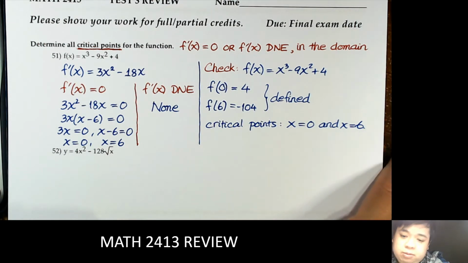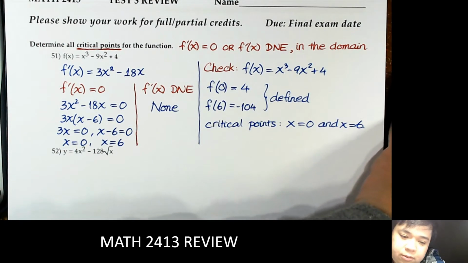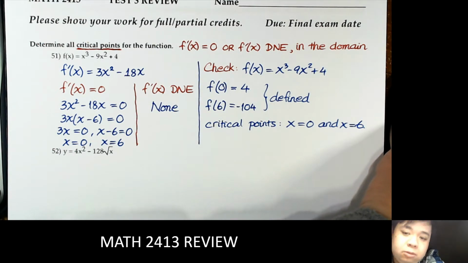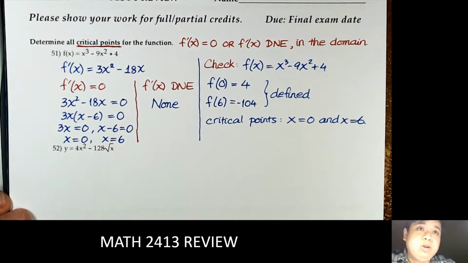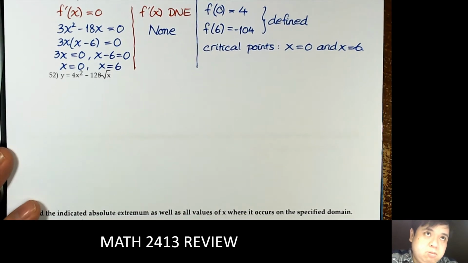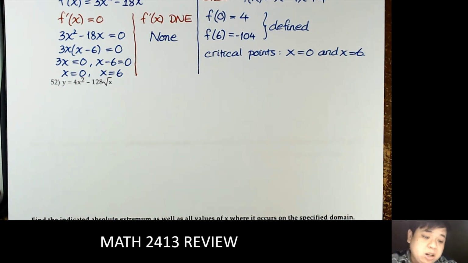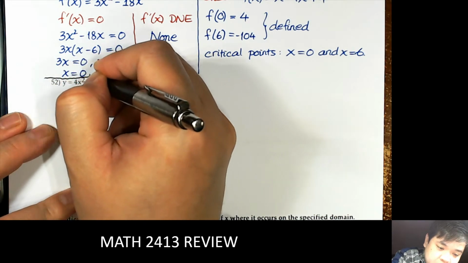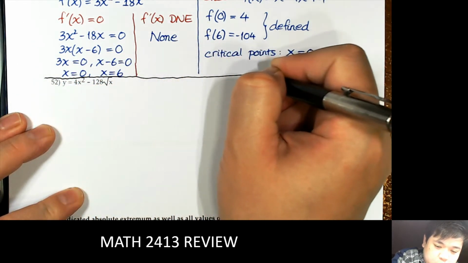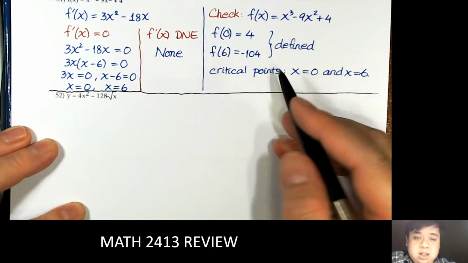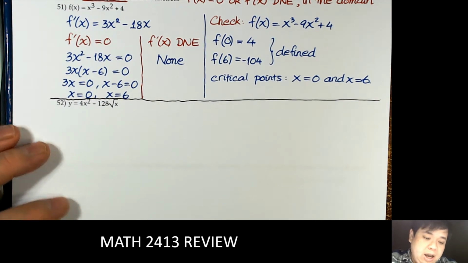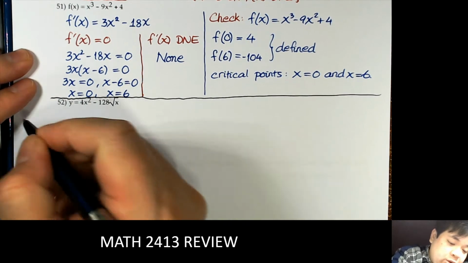So that is the first one. Now we go to the second one. This is a little bit longer, so I'll try to write very small. So the same thing. First we take the derivative, and then we make it equal to 0 or does not exist. And then we will check the domain to make sure that the function is defined at the point. Right, so we'll take the derivative.